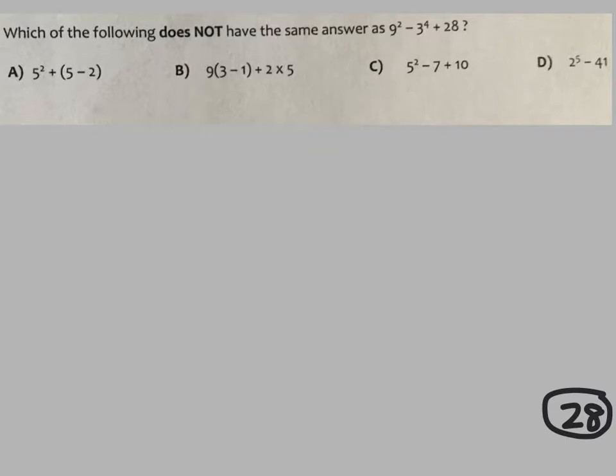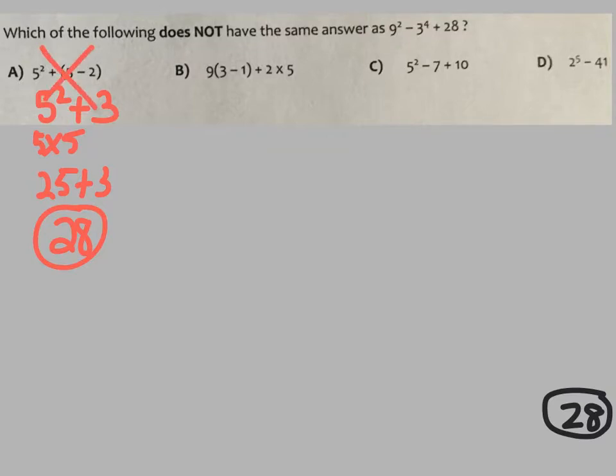So first we have 5 squared plus 5 minus 2 in parentheses. And you'll remember PEMDAS said parentheses first, so we have 5 squared plus 5 minus 2 is 3. Then exponents. 5 squared is 5 times 5, which is 25, plus 3, which is 28. So A does have the same answer, so A is not a choice.